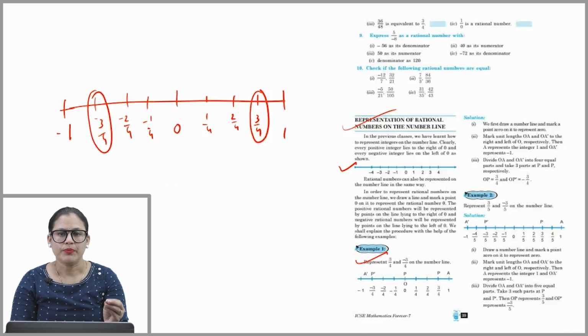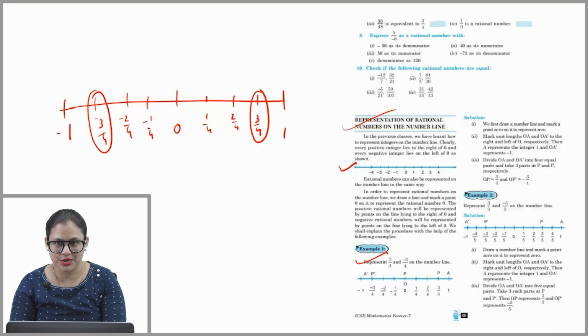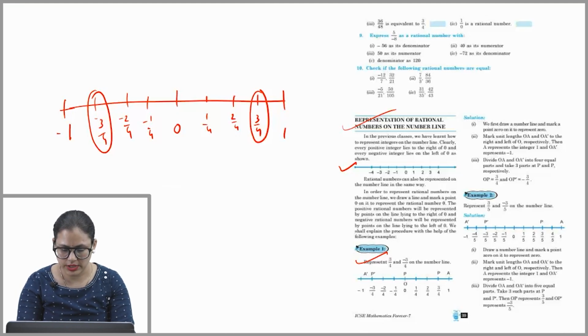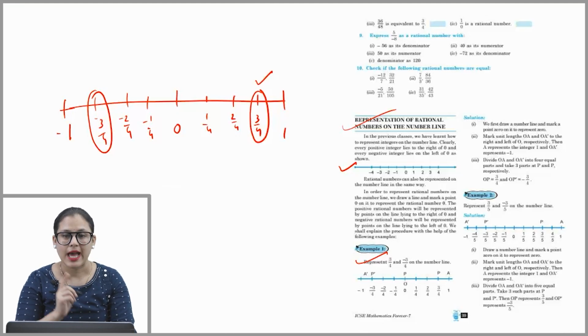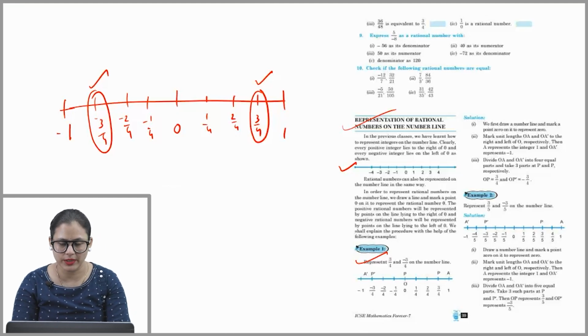So what will you do? Number 1, we draw a number line and mark a point 0 on it to represent 0. Number 2, mark unit lengths OA and OA dash to the right and left of O respectively. Then A represents the integer 1 and OA dash represents minus 1. Number 3, divide OA and OA dash into 4 equal parts and take 3 parts as P and P dash respectively. So OP is 3 by 4, and OP dash is minus 3 by 4.